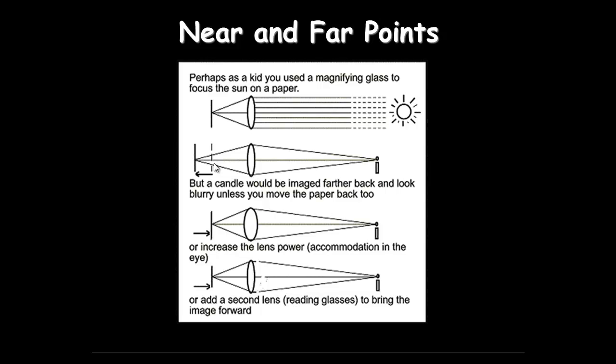So if I want to focus something which is close to the eye, I can increase the lens power, or I could add a second lens, for instance reading glasses, which would bring the image to focus at the point which I want it to.